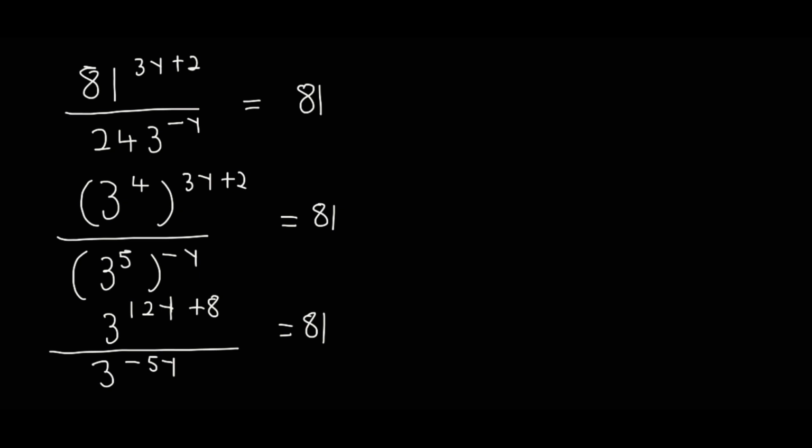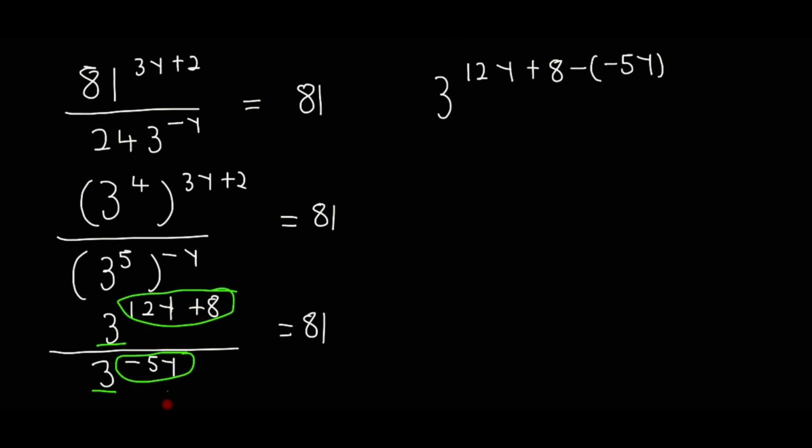From there we can see that we have the same bases, and then we divide, because this 3 and this 3 is the same thing. So we have 3 to the exponent 12y plus 8, and then we minus 5y. So be very careful. We take this exponent at the top, and then we minus by this one at the bottom. So it is 12y plus 8, and then minus 5y, so is equals to 81.